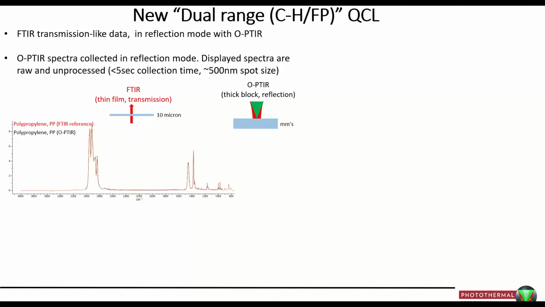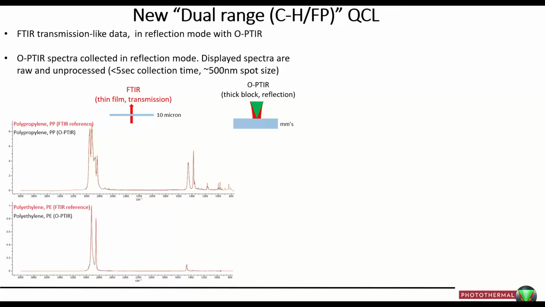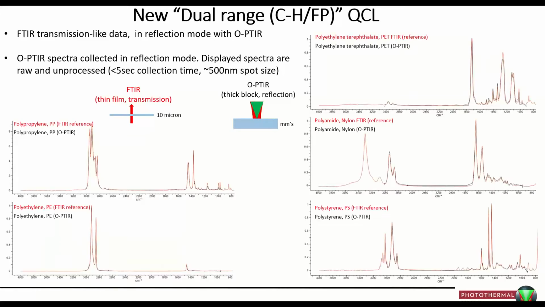And the spectra here are all uncorrected. That's basically raw spectra being spat out of the instrument. And for all the other polymers, the spectral equivalence is pretty much spot on. Right? So you need not worry about previous FTIR results not being comparable to OPTIR results. They're completely and fully comparable.